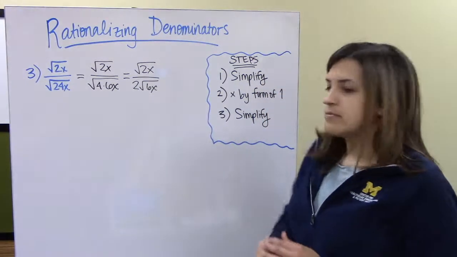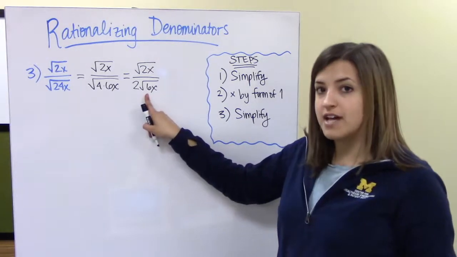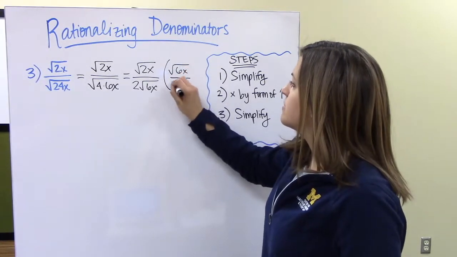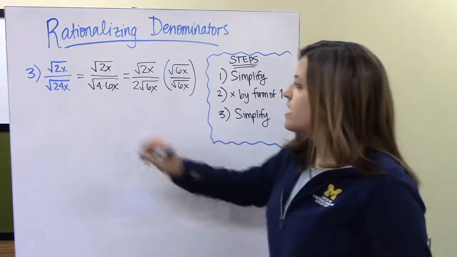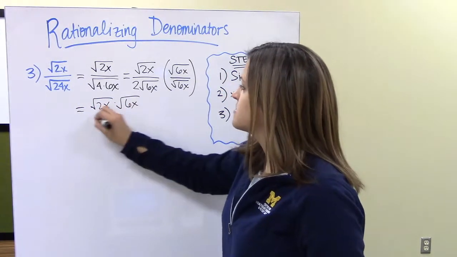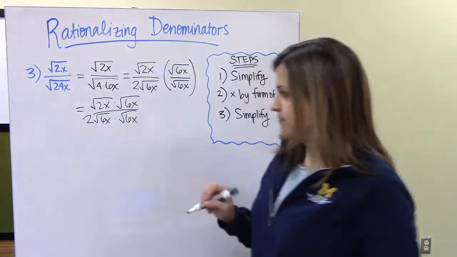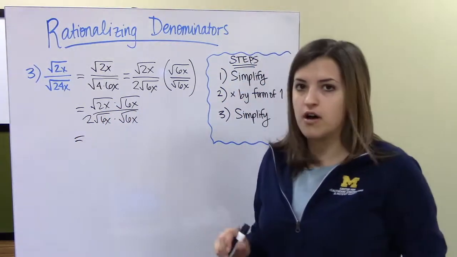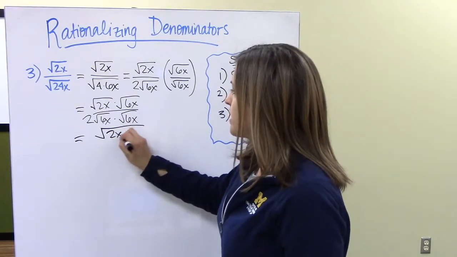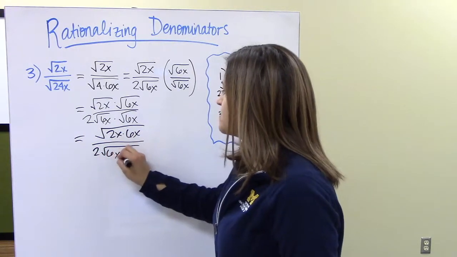So our second step here is to multiply by a form of 1. So I'm going to use that square root of 6x in the denominator, and I'm going to multiply top and bottom by the square root of 6x. And I'll see that I get the square root of 2x times the square root of 6x over 2 square root 6x times square root 6x. Okay, let's rewrite this again, all with our product property, putting these together. So I'll get square root of 2x times 6x over 2 square root 6x times 6x.